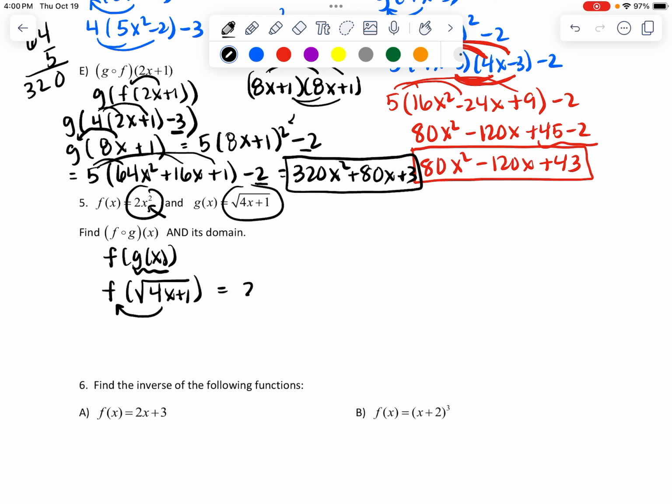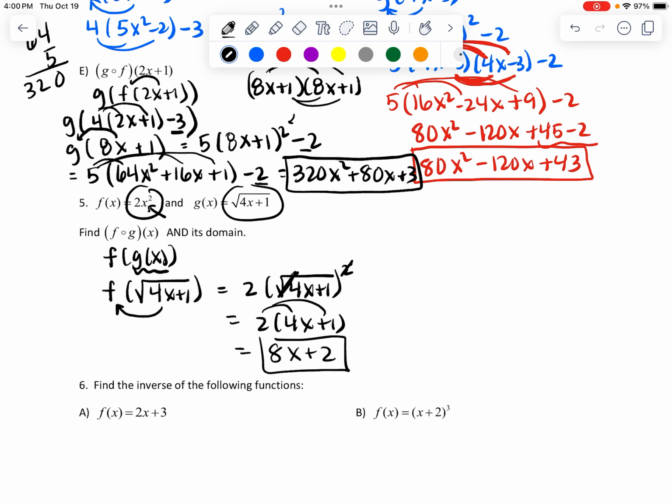So this is going to be 2 times the square root of 4x plus 1, that whole thing squared. But remember, a square cancels out a square root. So what I have left over is 2 times 4x plus 1. But then when I distribute, I'm going to end up getting 8x plus 2.